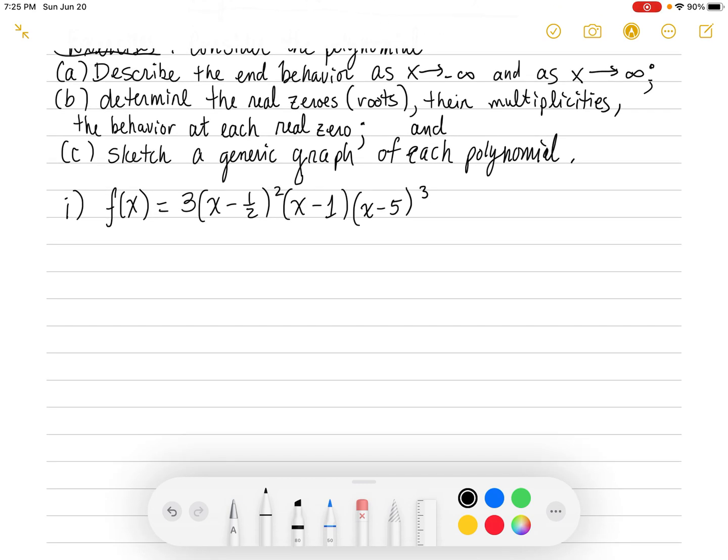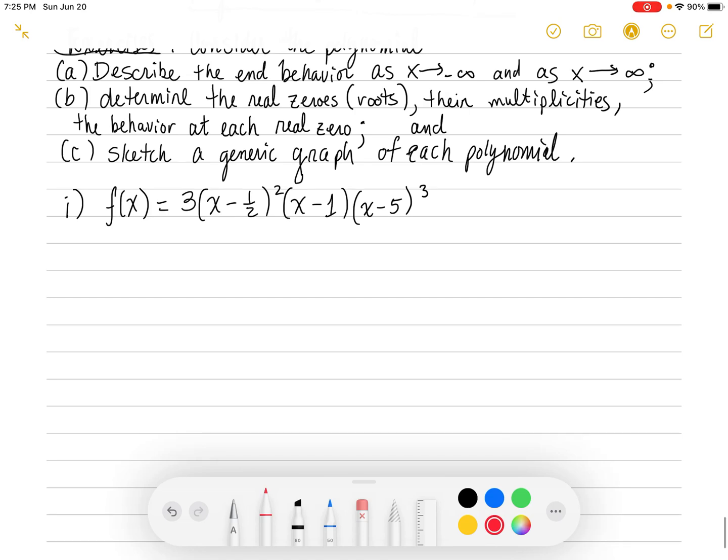Okay, so number one, I have a polynomial that's in factored form. I'm going to give you these all already in factored form. You don't have to factor them. The first thing we want to do is the end behavior. So I'm going to look at as x goes to infinity, or the right side.